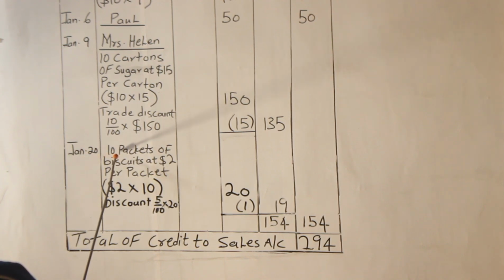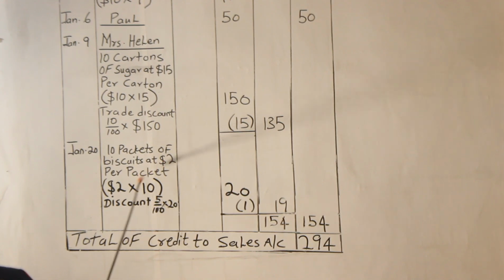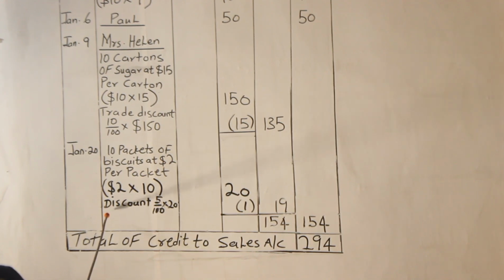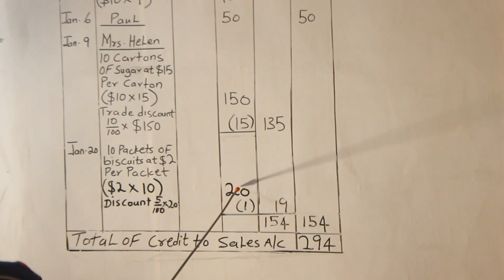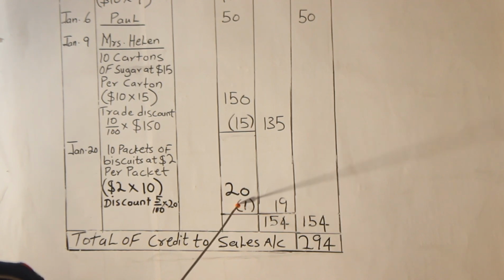January 20th, 10 packets of biscuits are $2 per packet. That is $2 times 10 packets, which gives us $20. Then there's a discount of 5%. Then with less discount, that is 5 over 100 times $20. That is the discount on this $20, which gives us $1. So we have $20 less $1 gives us $19.